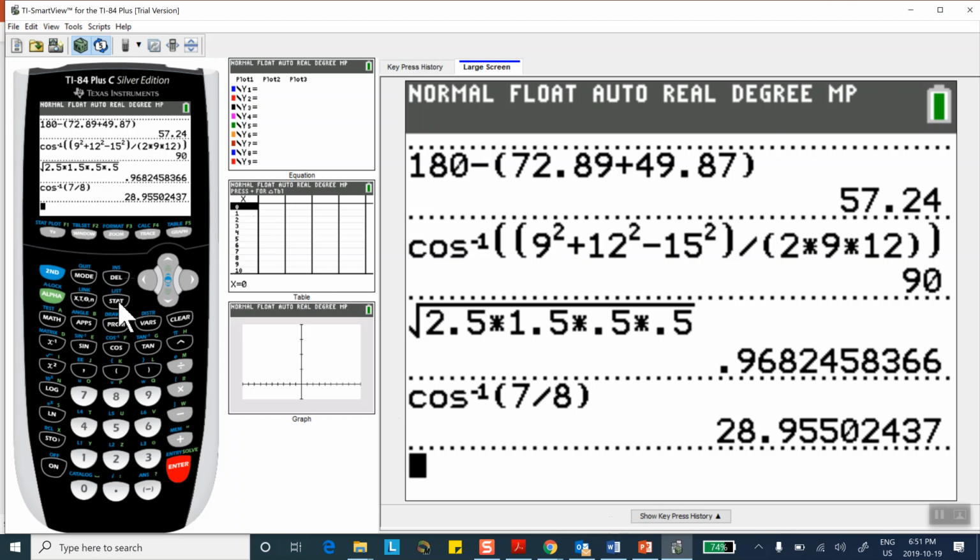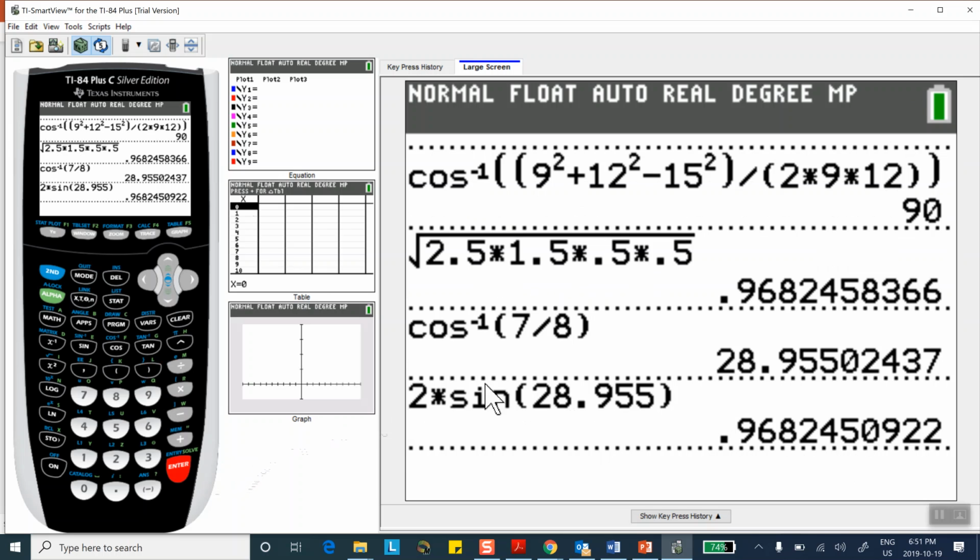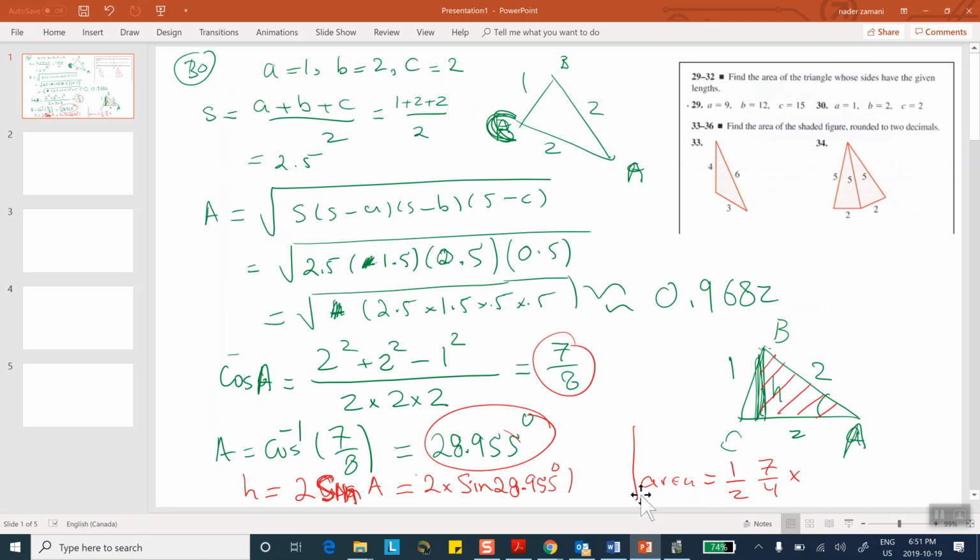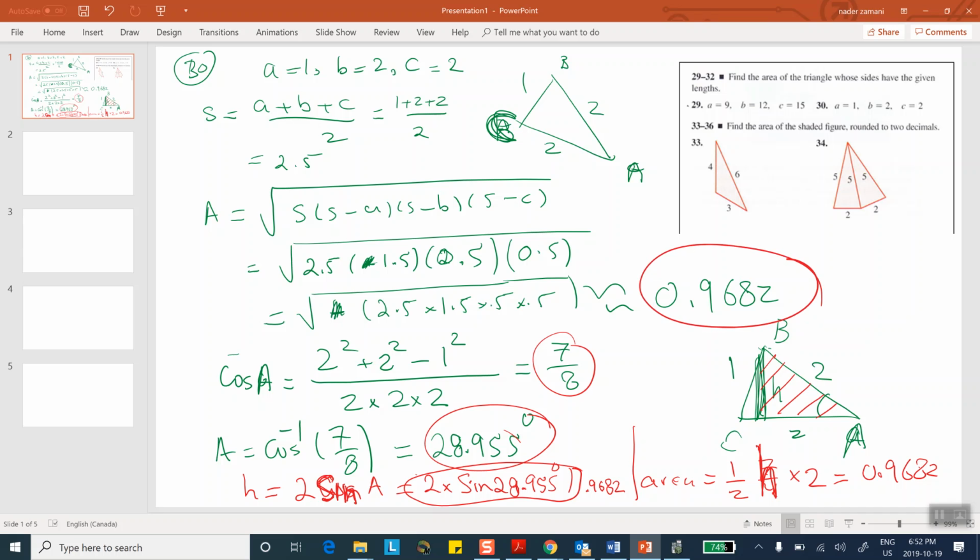Okay, so let's go back here. 2 times sine of 28.955. So the altitude of that triangle is approximately 0.9682. And the area is 1/2 the height, which we just got, times the base, which is 2. So the 2 and 1/2 cancel each other out, and h is 0.9682. And guess what? It's right there.